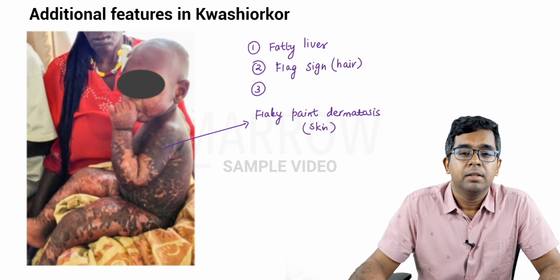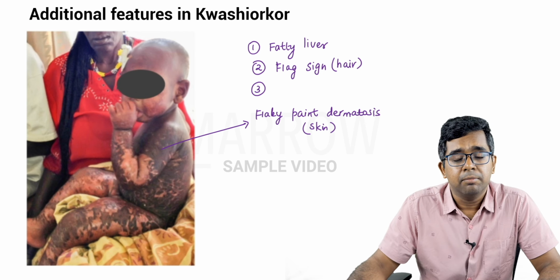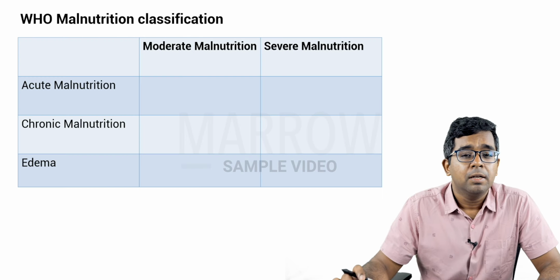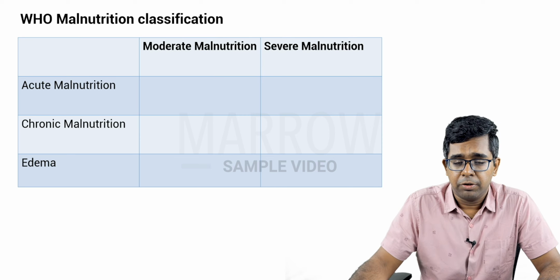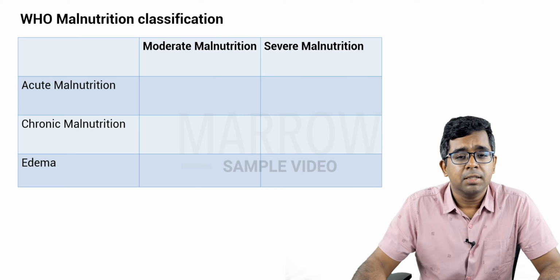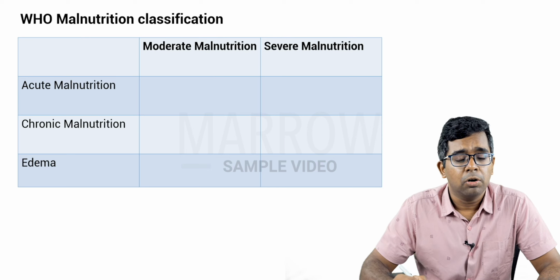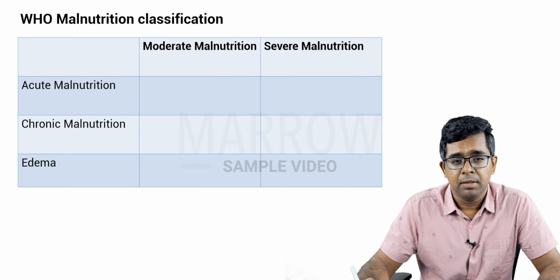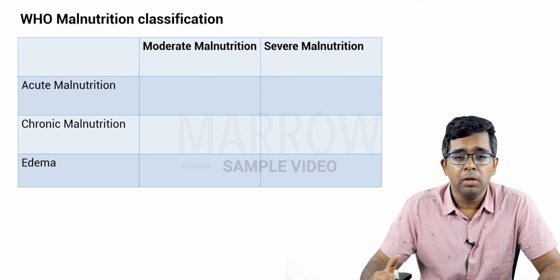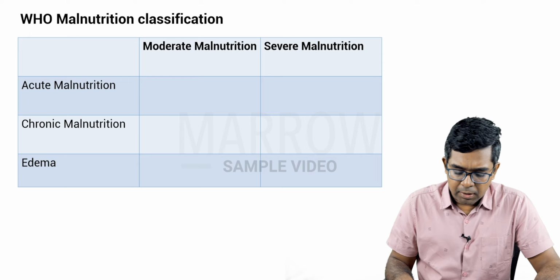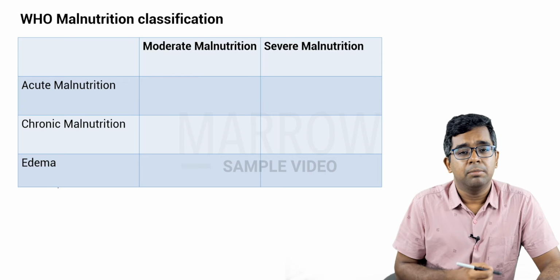Okay, right. Then we move on to the next section in malnutrition, which will be related to WHO's classification of malnutrition. WHO classifies malnutrition into moderate and severe categories. Please remember, there is no term called mild category. That is on the one side. And the other side, based on the duration, it is divided into acute and chronic, as you can see. And one more feature is edema, which I'll come to shortly.